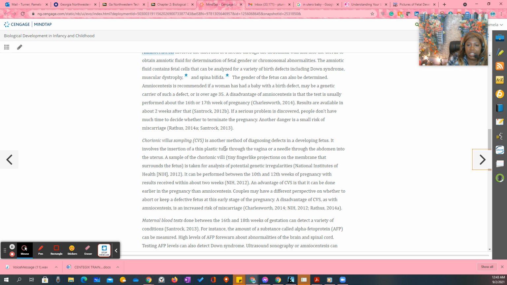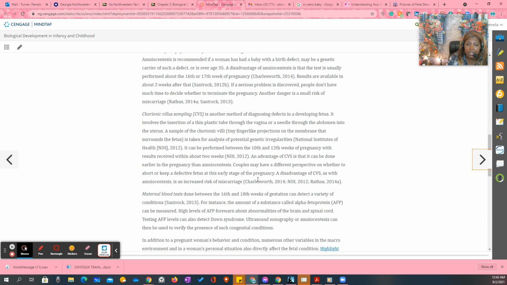So CVS is another way. It's a thin plastic tube going through the uterus. Okay. And it's again looking for any genetic abnormalities.